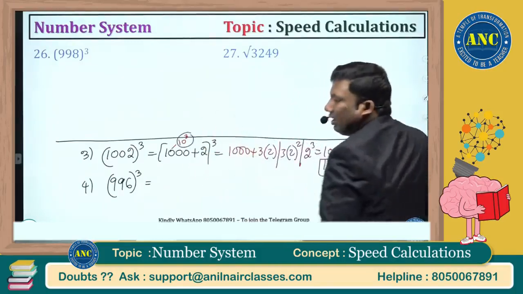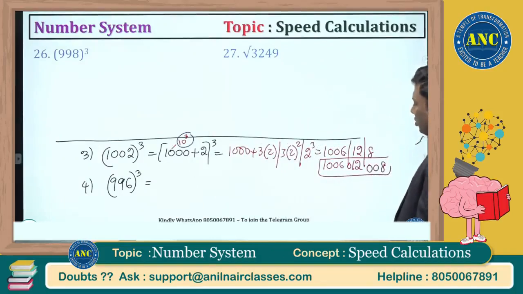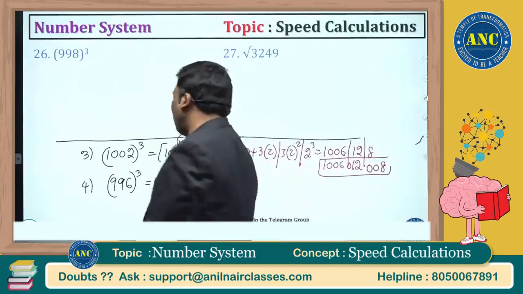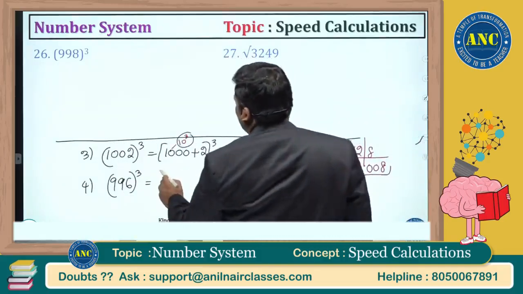If the power of 10 is k, the last two places take k digits. 008 is 3 digits, and 012 also is 3 digits.